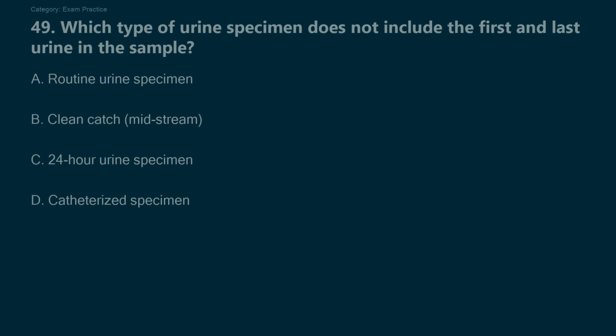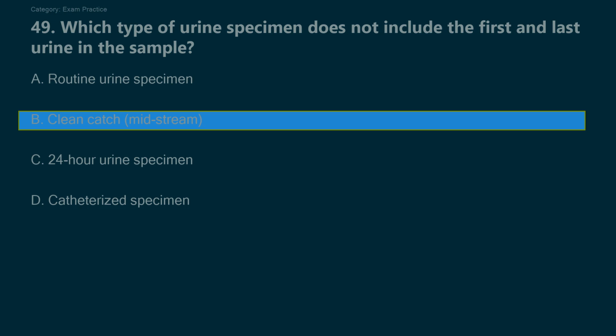Question 49. Which type of urine specimen does not include the first and last urine in the sample? Option A, routine urine specimen. Option B, clean catch, midstream. Option C, 24-hour urine specimen. Option D, catheterized specimen. The correct answer is option B, clean catch, midstream.